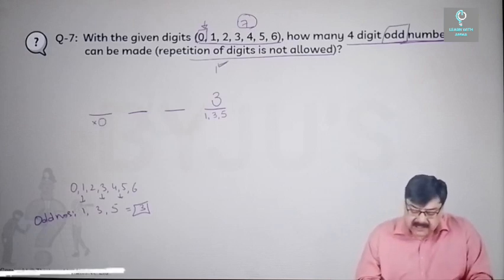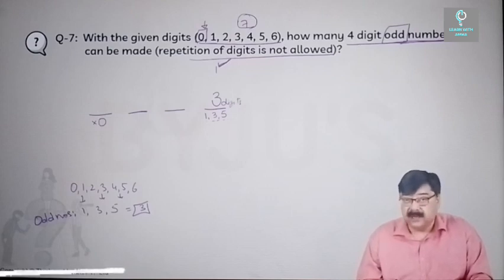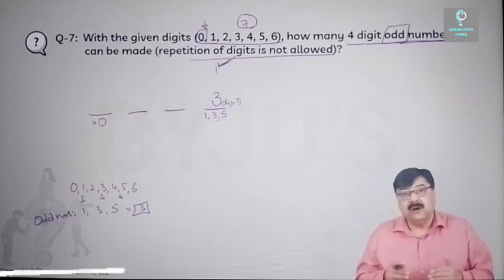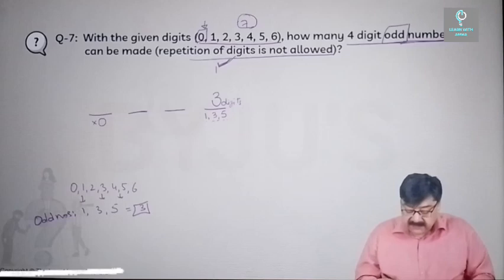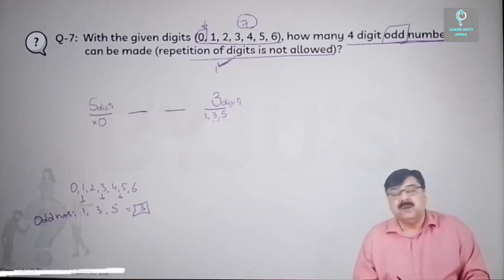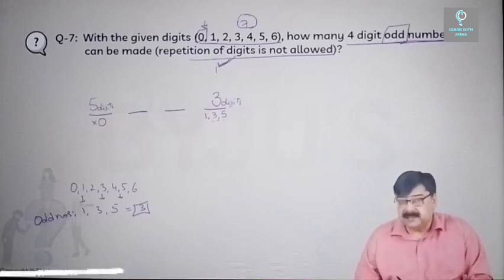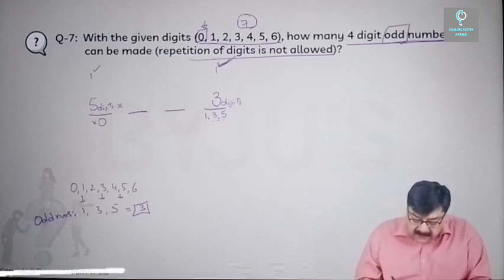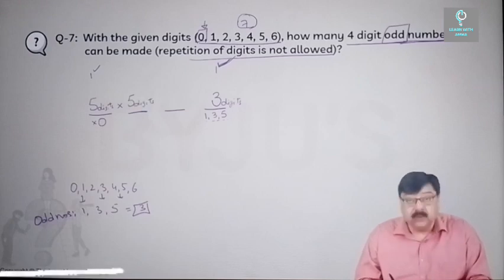So 1 was utilized here. 1 digit out of 1, 3, 5 will occupy this position. These are digits, so 3 digits, and 0 cannot occupy the first position. So out of 7, 1 digit will occupy the units place and 0 cannot be there. So 7 minus 2, 5 digits available to us as an option to fill up the thousands place. Now that means 1 more digit will be utilized here. So out of 7, 2 digits have been utilized. Now remaining will be 5 digits that can occupy the hundreds place.